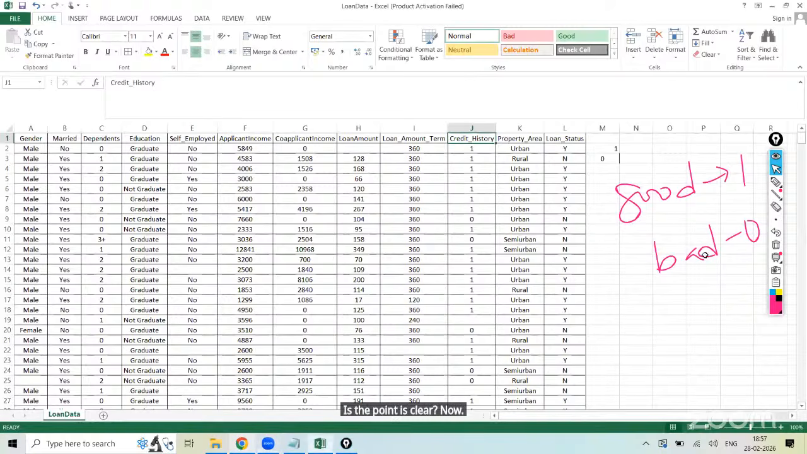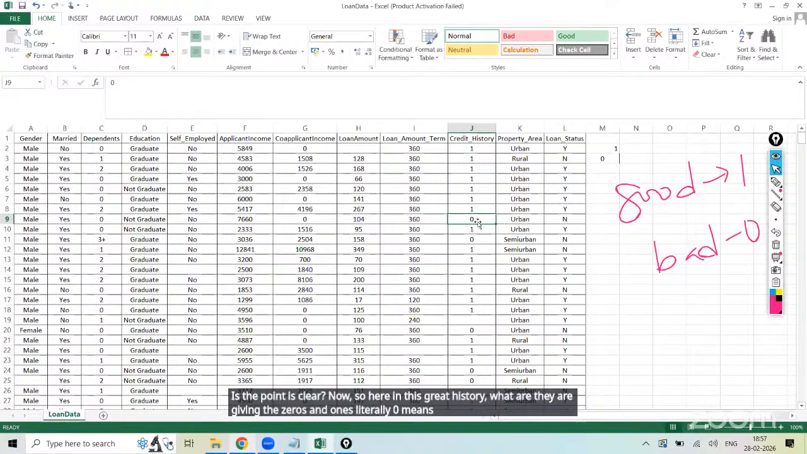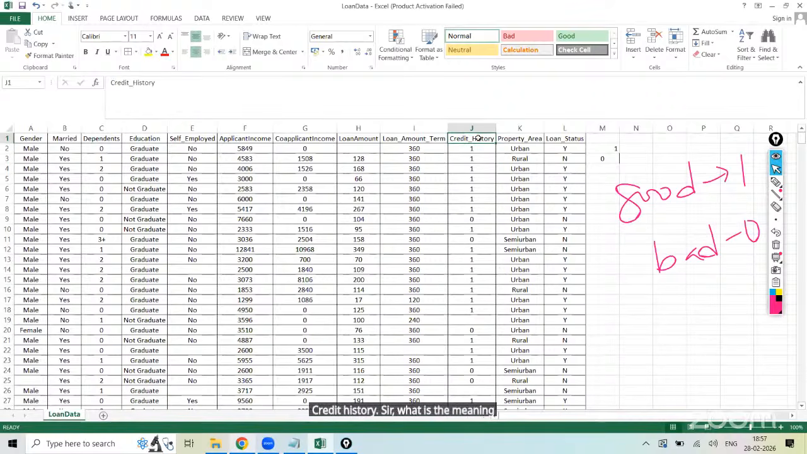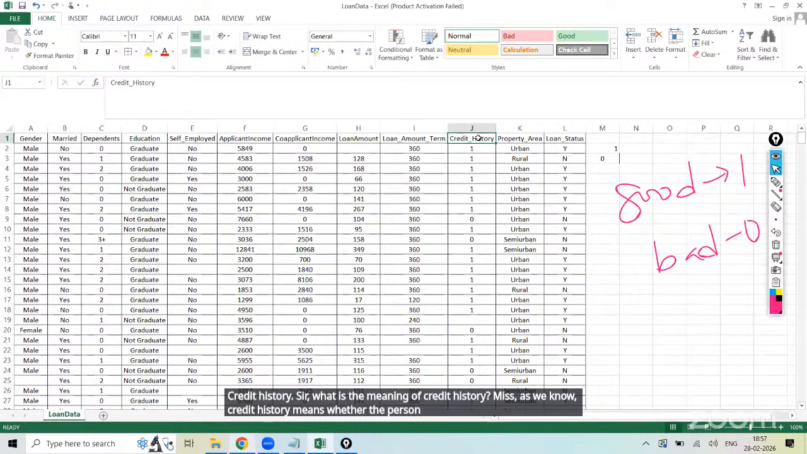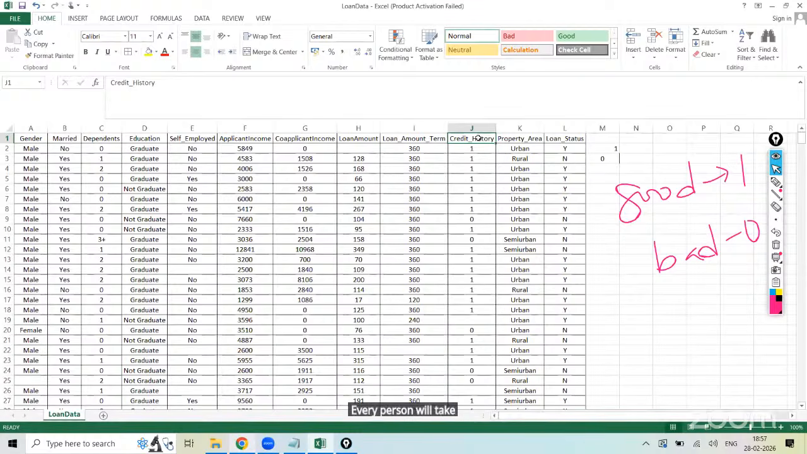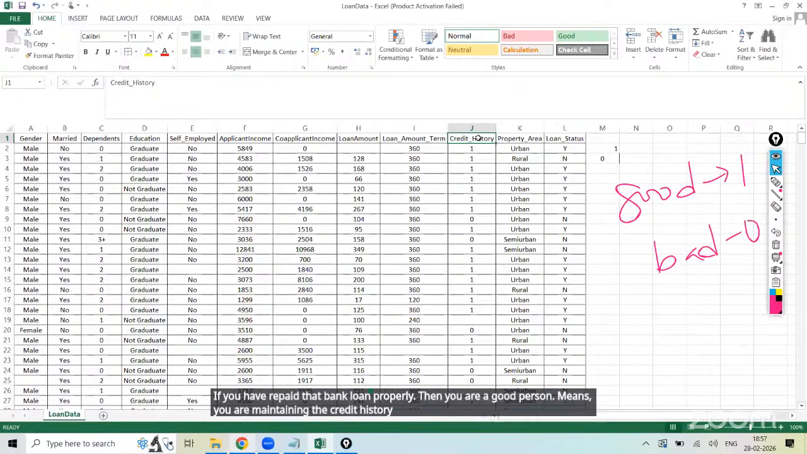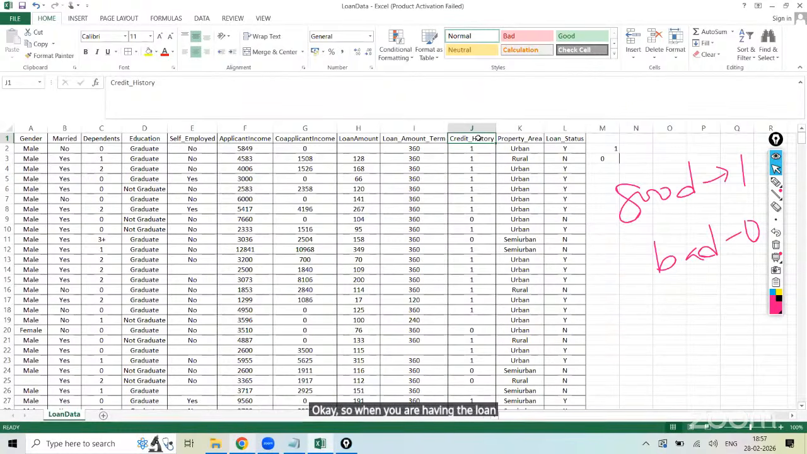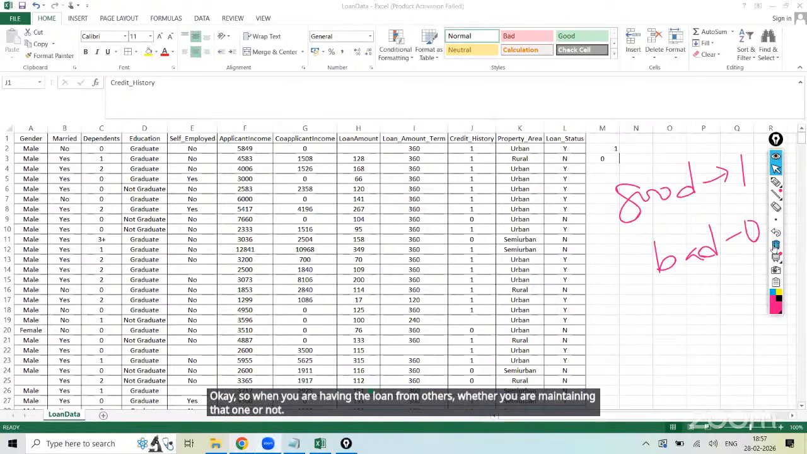Now in this credit history, they are giving zeros and ones. Literally 0 means bad credit history. Wherever the 1 is there, it is a good credit history. Sir, what is the meaning of credit history? Credit history means whether the person who earlier took a loan repaid the loan on time or not. Every person takes loans from banks. If you took some loan from the bank earlier and repaid it properly, then you are a good person, maintaining the credit history. Credit means taking the money, a loan. So when you have a loan from others, whether you are maintaining it or not. Is the point clear?